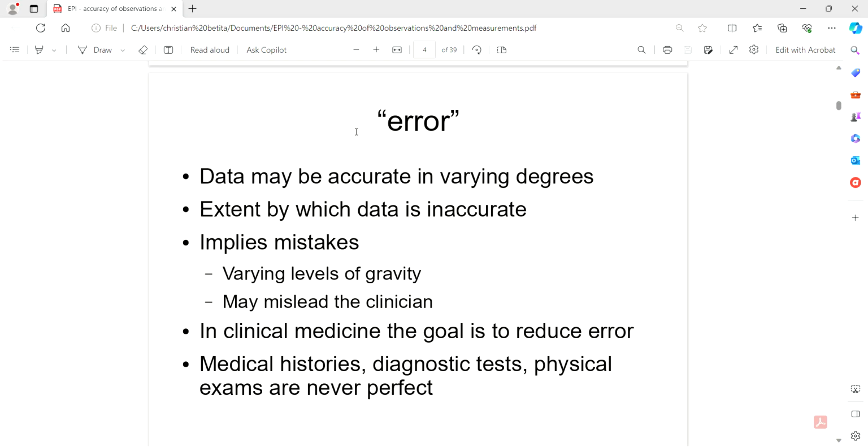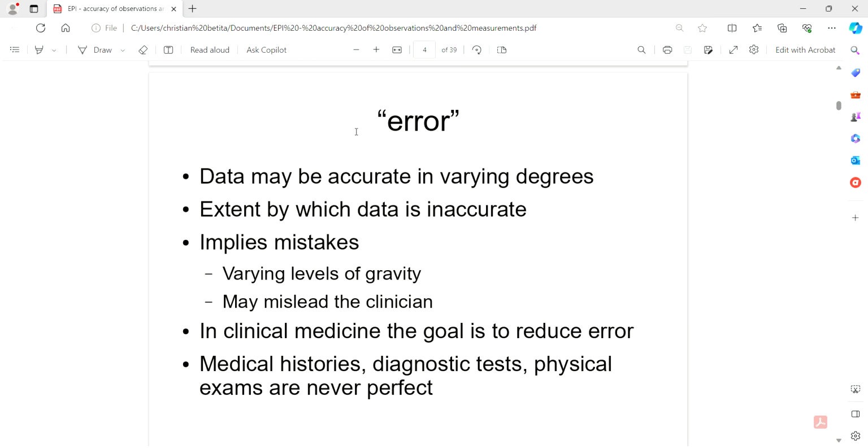And again, like I said earlier, the data that you get or the information that you get may be accurate in varying degrees. So naturally, the word error implies making mistakes. And mistakes can have varying levels of gravity. So it might be innocuous, it might be serious or life-threatening. And of course, the error may mislead the clinician. So when your data is in error, this data may mislead the clinician. So in clinical medicine, the goal is to reduce this error as much as possible.